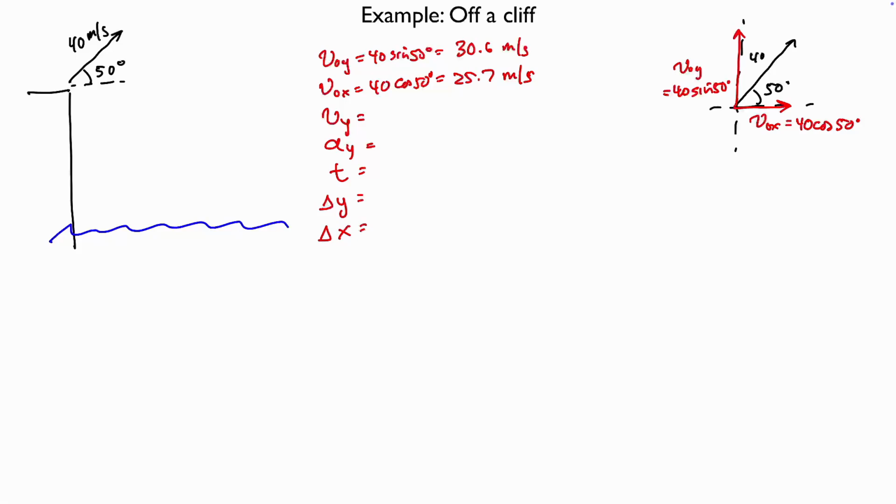Remember, that motion is a combination of a sideways motion and a vertical motion. Where's the only place that that ball is stopping vertically? At max height.